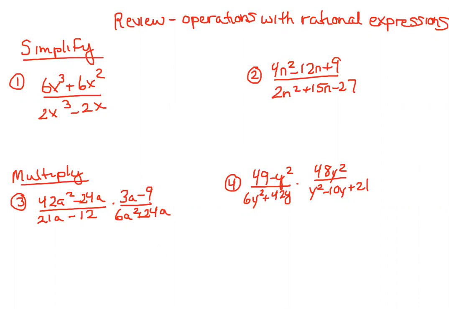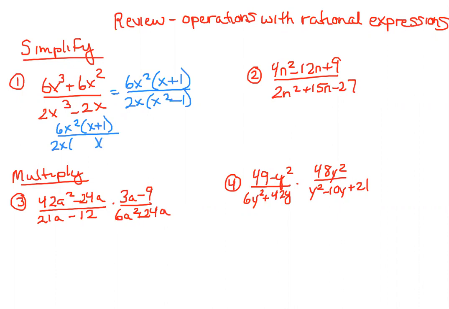All we're doing here is simplifying. So we have to factor the top and factor the bottom. We're going to factor 6x squared out, so we end up with x plus 1. And we're going to factor a 2x out of the denominator, so we're left with x squared minus 1. And then we're going to have to factor this x squared minus 1.